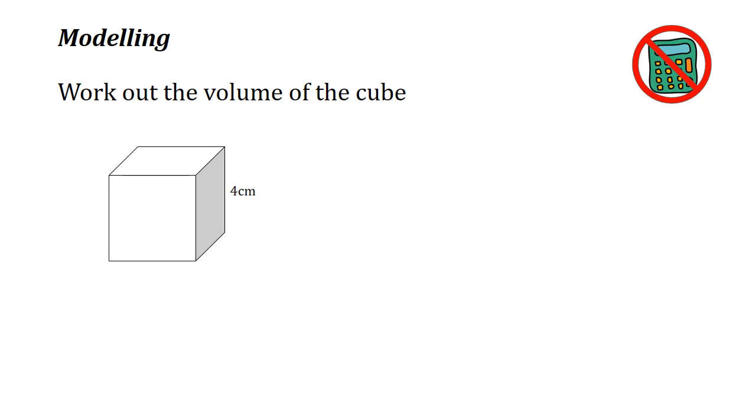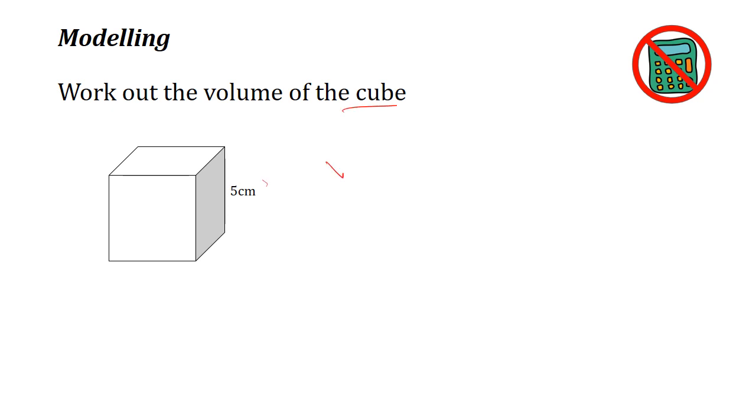Right, here's another one. This time we're dealing with a cube. We need to remember that a cube is a 3D shape where all of the lengths are equal. Therefore, the height is 4, the width is 4, and the length is 4. The volume will be 4 times 4 times 4, which is 64 centimeters cubed. Right, pause the video and you try this one.